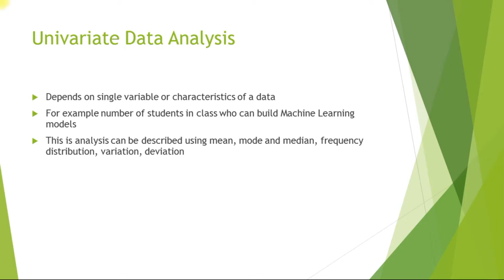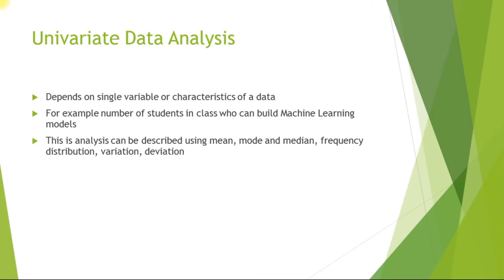Okay. So basically data analysis can be of two types. It can be either univariate or multivariate. So what is a univariate data analysis? When the data analysis depends on a single variable or characteristic of data, it is called a univariate data analysis. The example can be the number of students in a class who can build machine learning models. So we have just a single feature or a single column value, that is the number of students in the class who can build machine learning models.